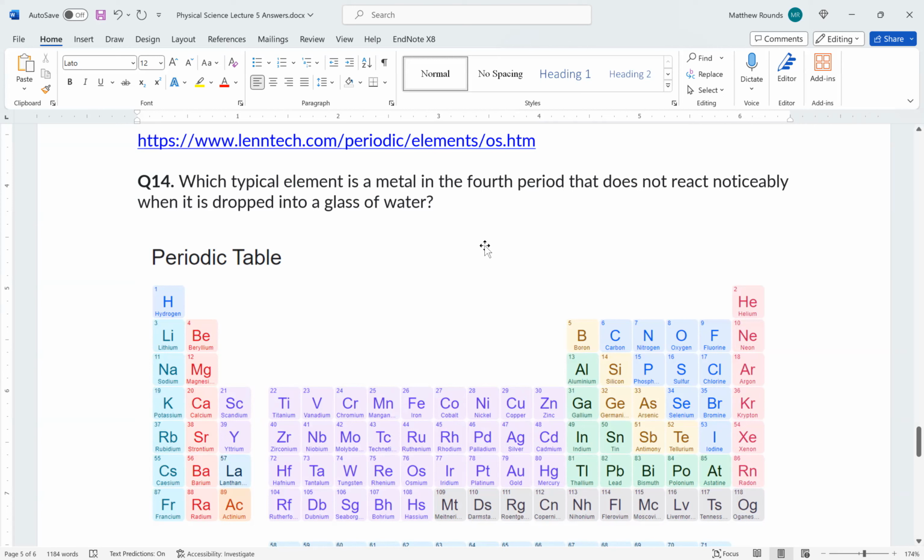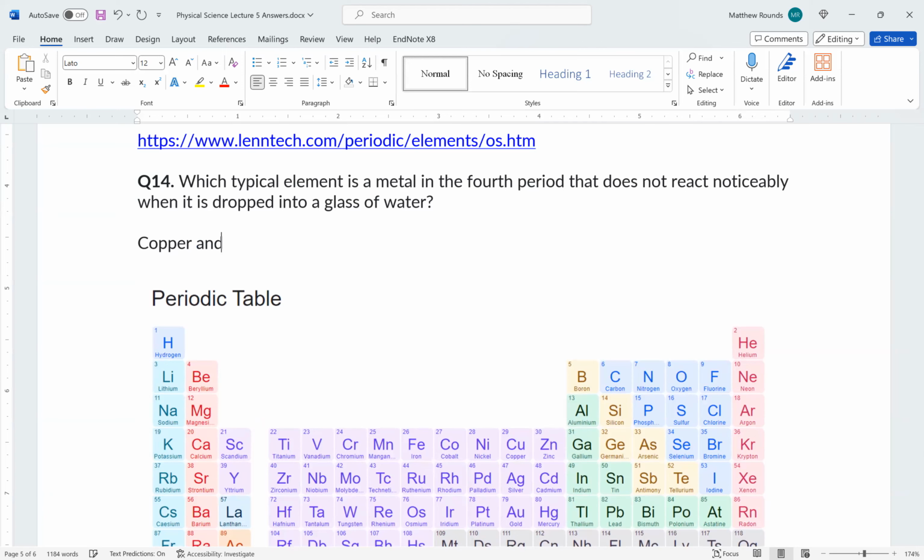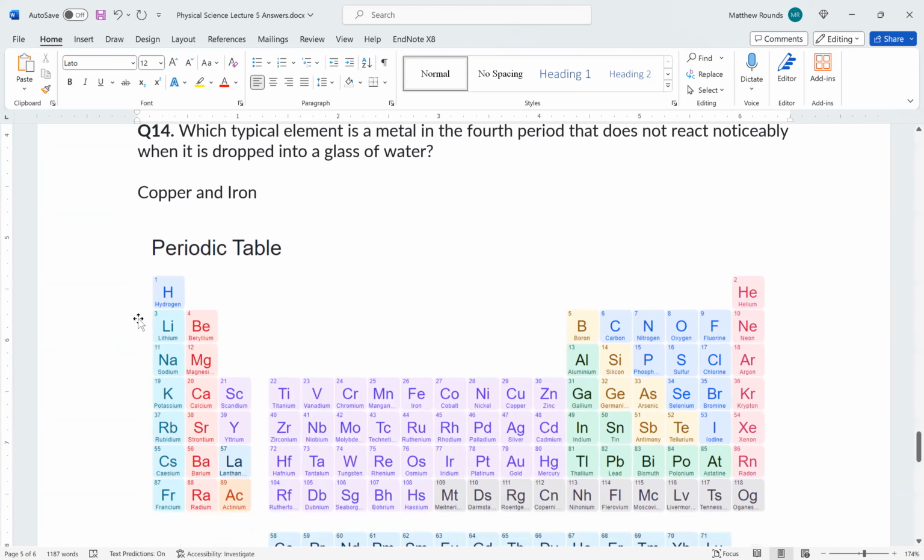All right, let me see if iron reacts with water. It says iron doesn't react with water. Okay, so there you go. You've got two then, iron and copper.